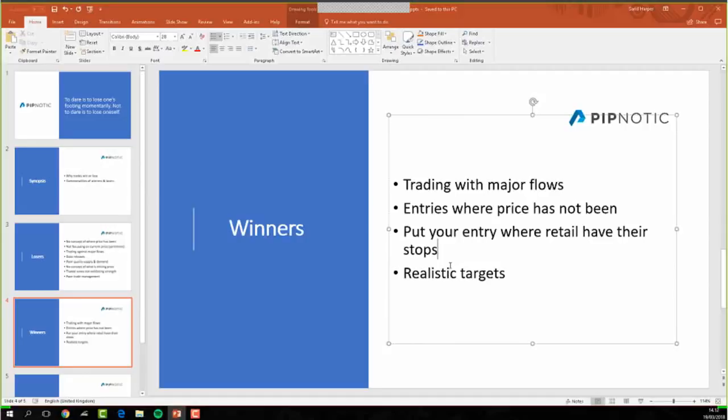And we're going to look at this in detail in just a second. Okay, because this, of course, I'm going to go into detail on this in just a minute on a price chart. It'll make more sense. Okay, then we have here realistic targets.